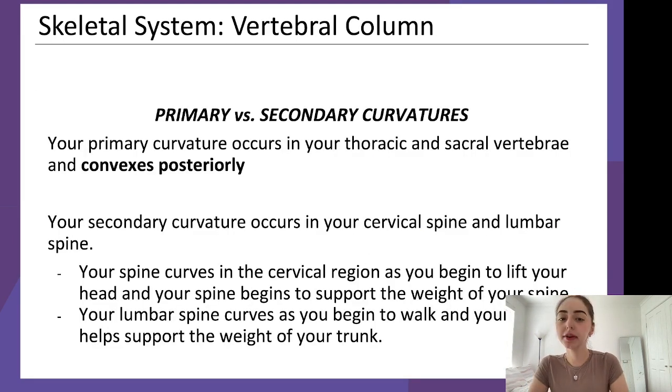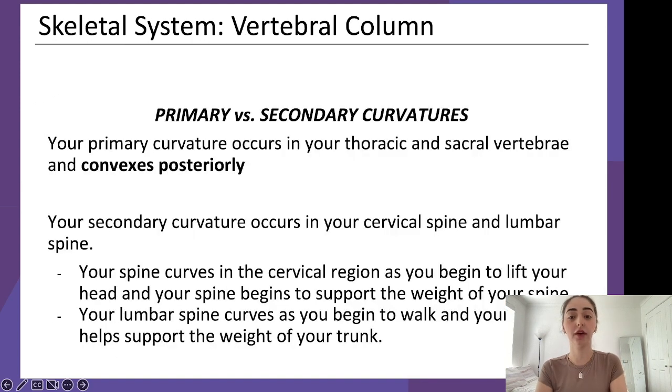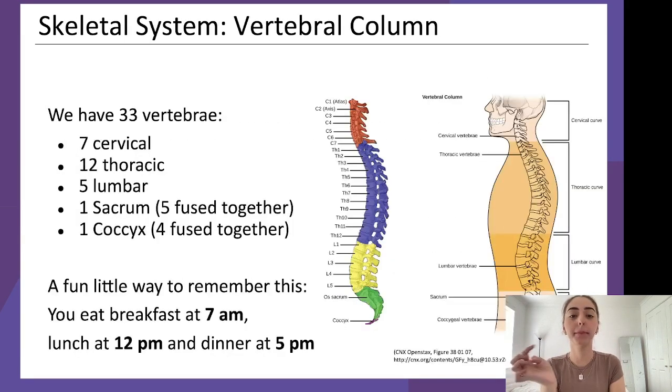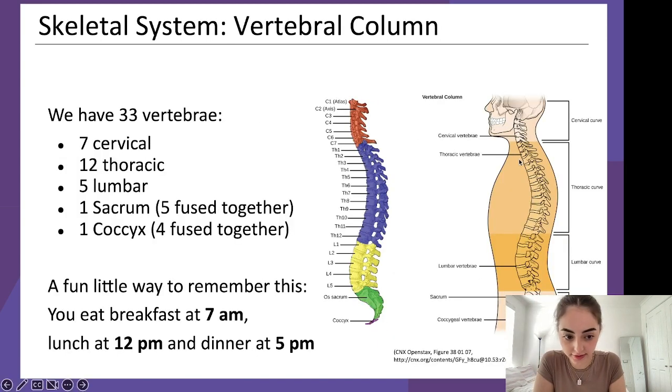Now, we have primary versus secondary structures in your vertebral column. Your primary curvature occurs in your thoracic and sacral vertebrae. Notice that they both convex, which means they curve posteriorly, towards the back. So they convex posteriorly. Those are your primary curvatures.